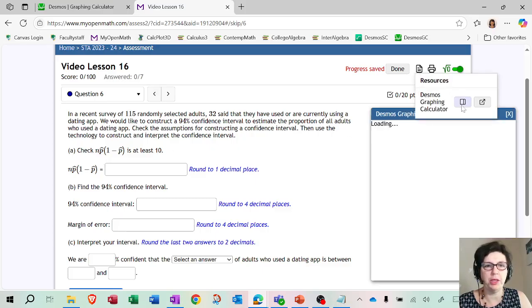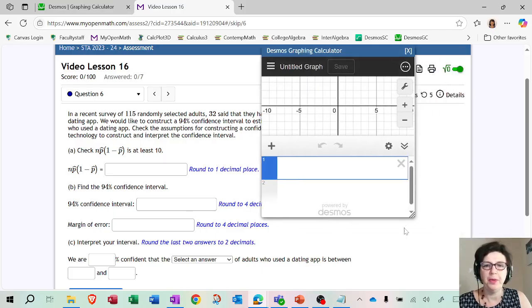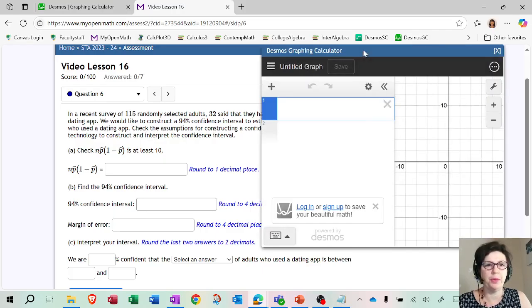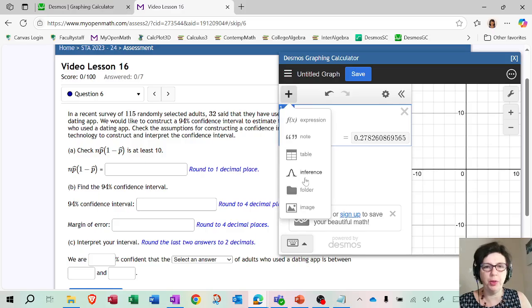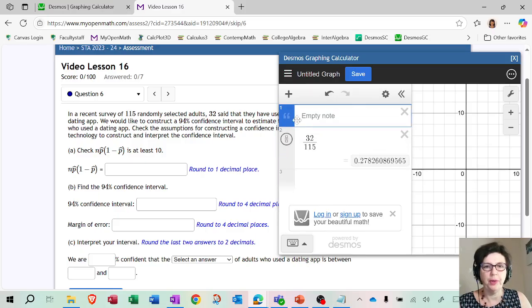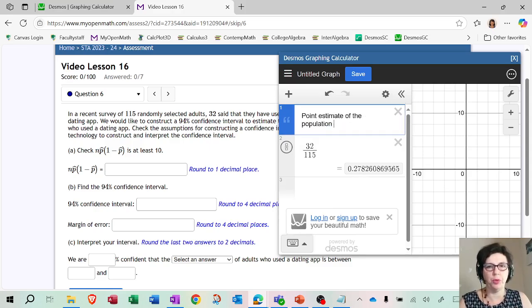So let's open up Desmos calculator in a sidebar. And we're going to have two numbers, right? x divided by n. So x is 32, and then we divide that by 115. So this is called the point estimate. So what we just computed, let me add a note here. This is called the point estimate of the population proportion.